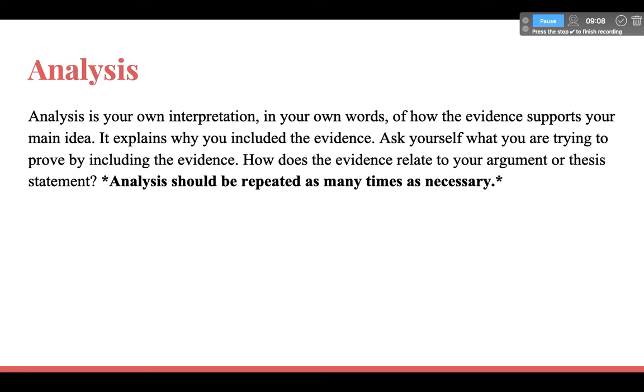So basically, evidence and analysis work together. So your paper, if you're using the meal plan, you're going to alternate evidence, analysis, depending on how much evidence and how much analysis you're inserting into a particular body paragraph. But they go together, okay?